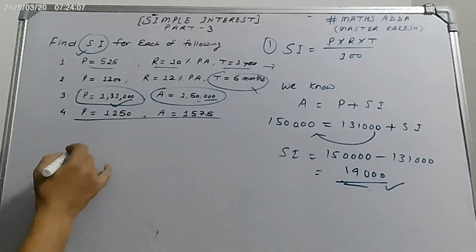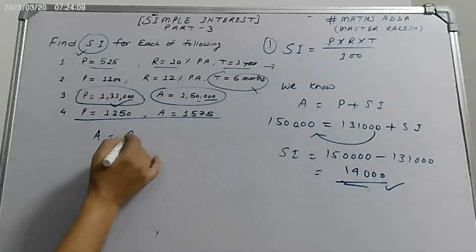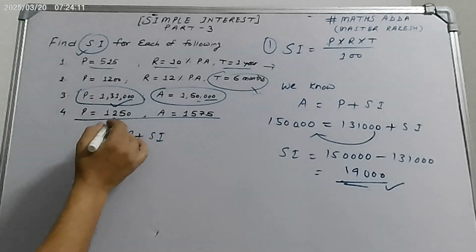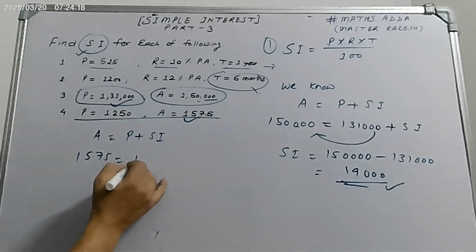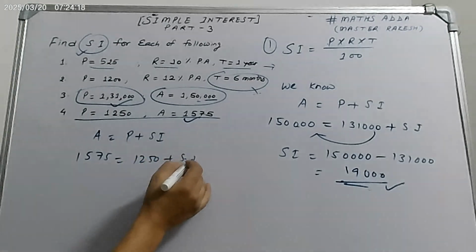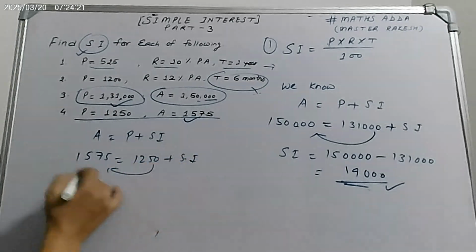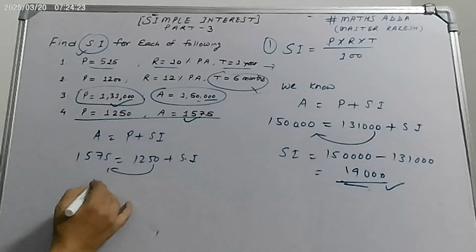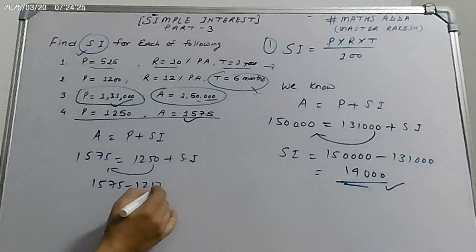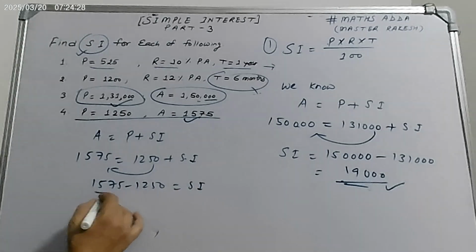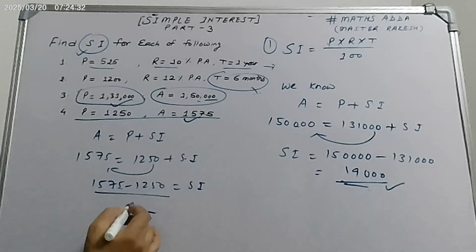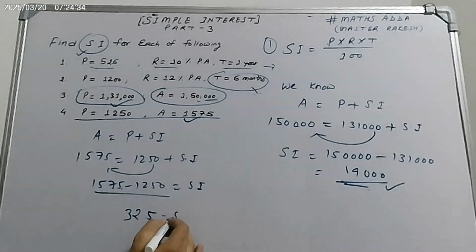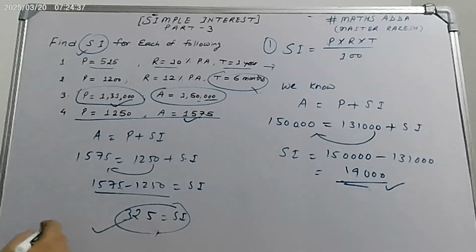The fourth one is like this. P and A are given. So again A equal to P plus SI. What is the value of A? 1575. The value of P is 1250 plus SI. SI is in plus, transposing to the left-hand side, it will become 1575 minus 1250 equal to SI. Subtract: 5 minus 0 is 5, 7 minus 5 is 2, 325 equal to SI. So this is the SI for the same. These are the answers for these questions.